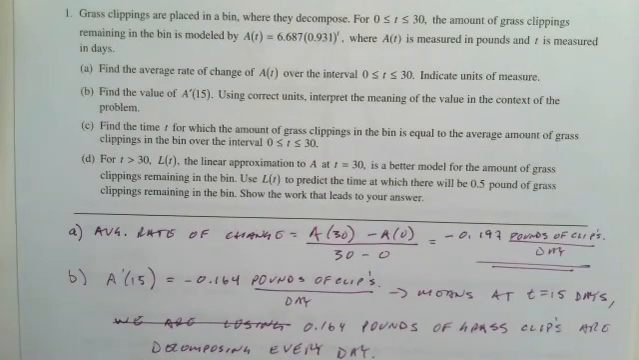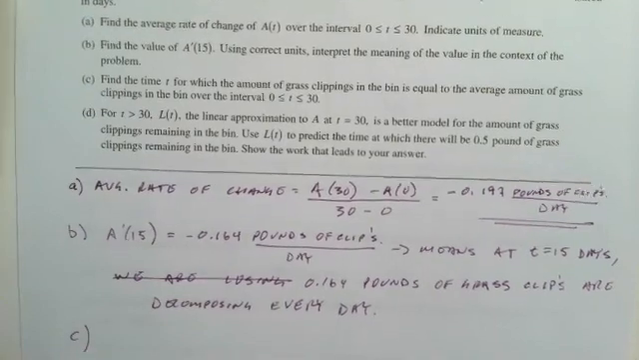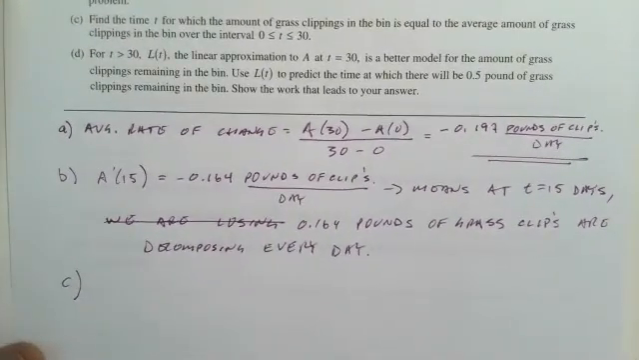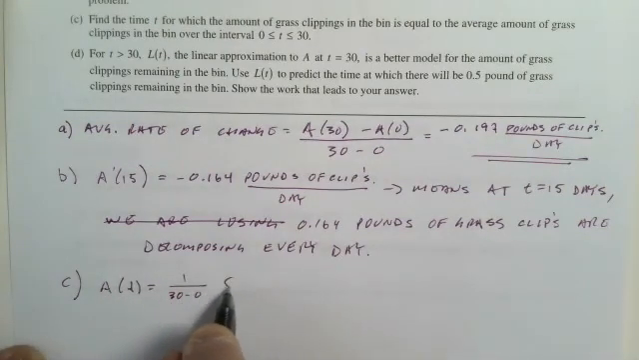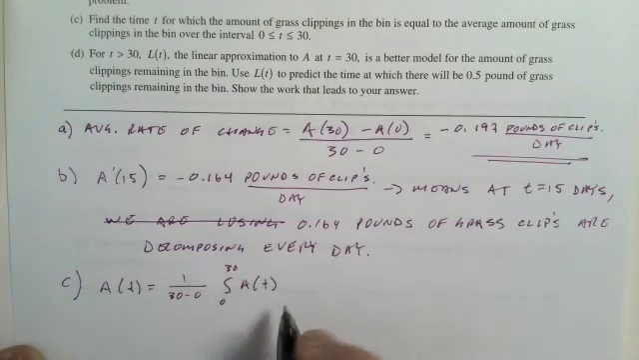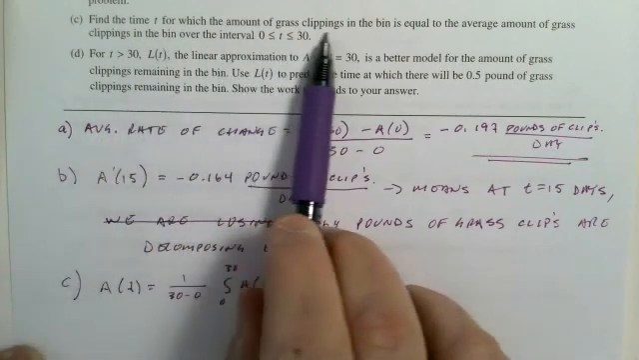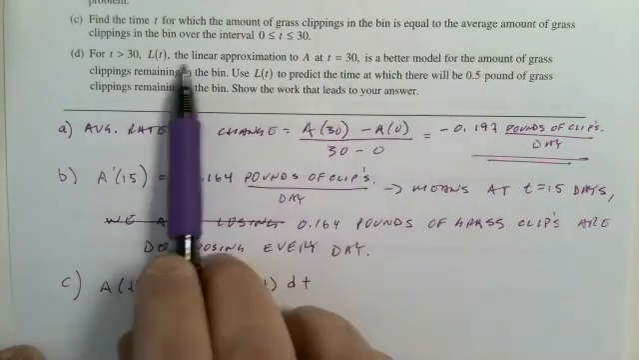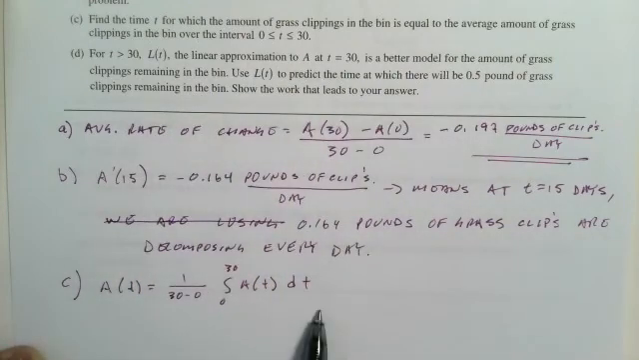C, find the time for which the amount in the bin is equal to the average amount of grass clippings. Sorry if I lost that. Over the interval. All right, so we want some A of t to equal 1 over 30 minus 0, average from 0 to 30, A of t dt. And I had to think about this one. Do I need derivatives? Do I need this? Find the amount of grass clippings that is equal to the average amount of grass clippings. That's the average amount of grass clippings.